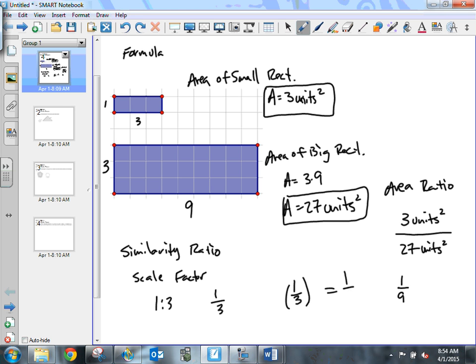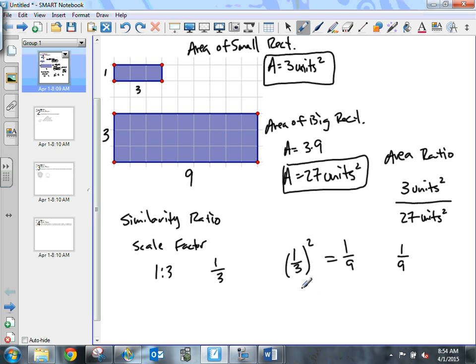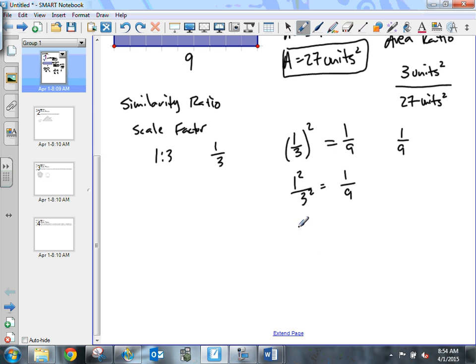What do I have to do to 1/3 to equal 1/9? What I end up having to do is square 1/3, which is the same thing as taking 1 squared over 3 squared, which gives me 1 over 9. If I take a fraction and raise it to a power, I raise my numerator to that power and my denominator to that power. Another way to think about it is 1/3 times 1/3, which gives me 1/9.